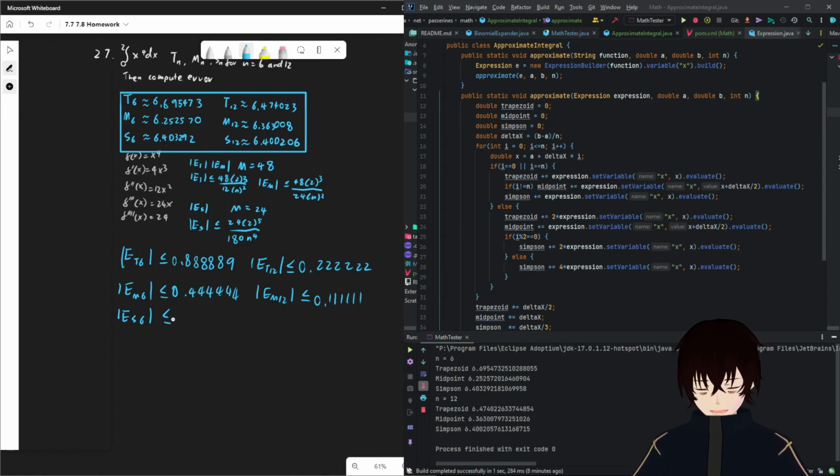Oh, I see the pattern now. I see the pattern. So this is going to be 4 times smaller. This is going to be 16 times smaller error if we double. If we double the interval, it's going to be 16 times less error.